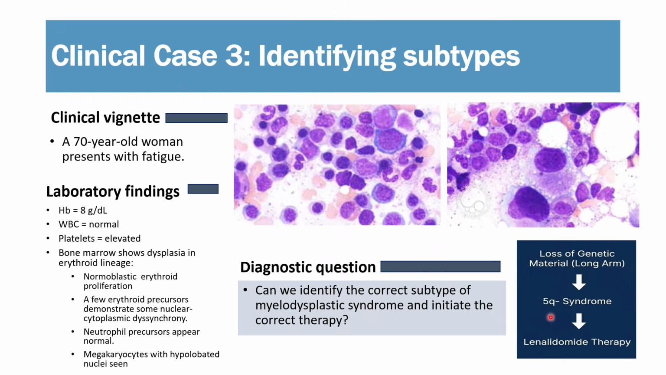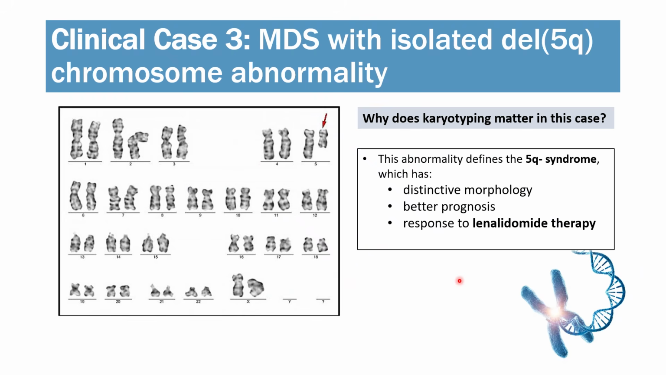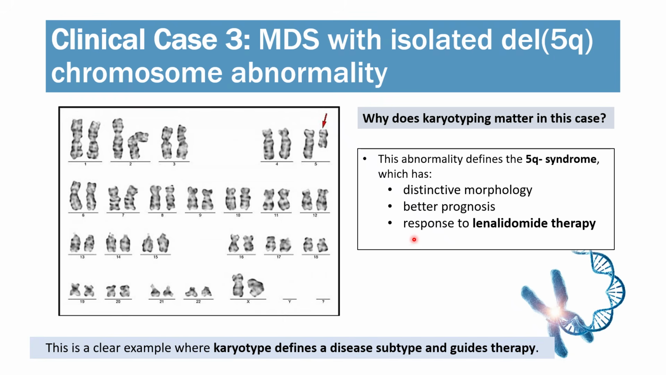Suppose you get a deletion of 5q. In this case, we have a specific therapy available. So it is important here to see that this patient had the 5q deletion. Now, this specific abnormality has a distinct morphology, it has a better prognosis, and these patients respond to lenalidomide therapy. So, this is a clear example where karyotype defines a disease subtype and it guides therapy.